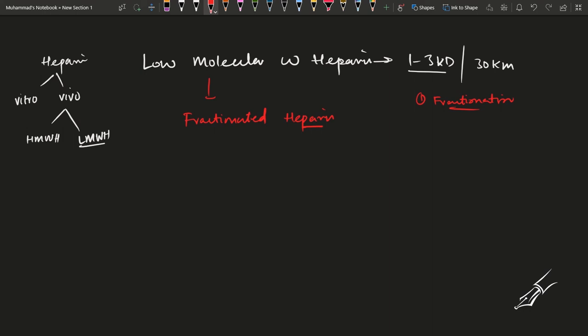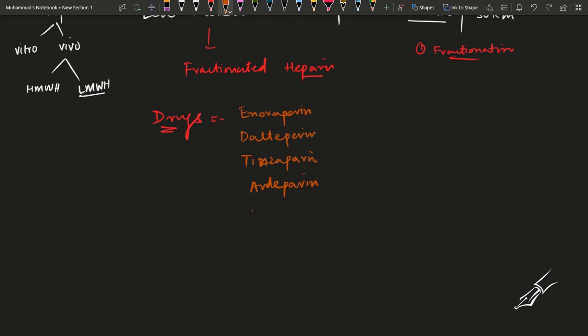So now coming towards the drugs included in the low molecular weight heparin: enoxaparin, dalteparin, tinzaparin, nadroparin, and reviparin. So they all, you can see, are characterized by the suffix parin.